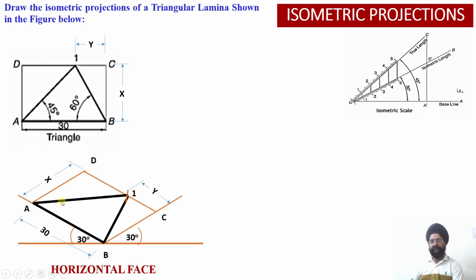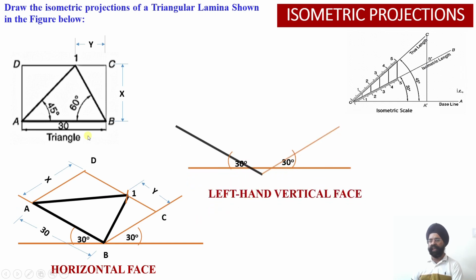And mind you, this angle will not be equal to 45 degrees. Similarly, this angle between AB and B1 won't be equal to 60 degrees. So this is the shape of the triangle which will appear to us while we are looking at this particular lamina or the surface in the horizontal face over there. So let's draw it in the left hand vertical face.